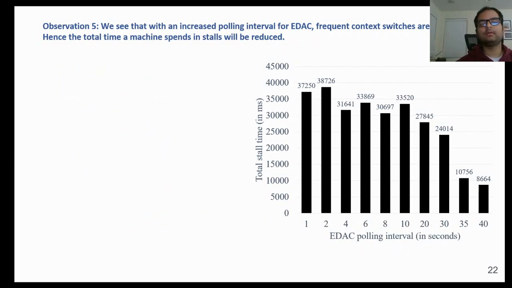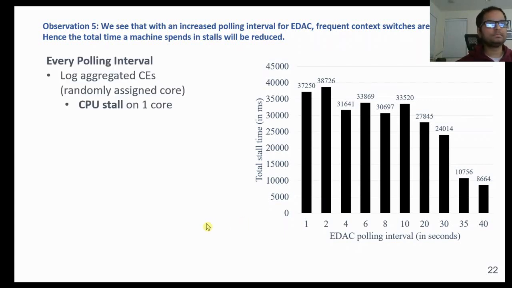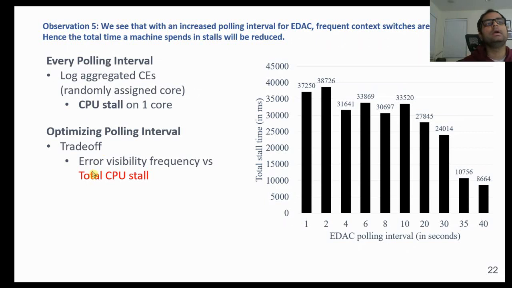In this next graph, we are trying to correlate the polling interval's impact on the total stall time. So just to reiterate, for every polling interval, we log aggregated CEs, which results in CPU stall on one core. Now, if you keep doing this over and over again across multiple iterations of the polling interval, you will have CPU stall plus CPU stall at the next polling interval plus CPU stall at the next polling interval and so on. And this in turn equals the total stall time that you would see because of logging correctable errors.